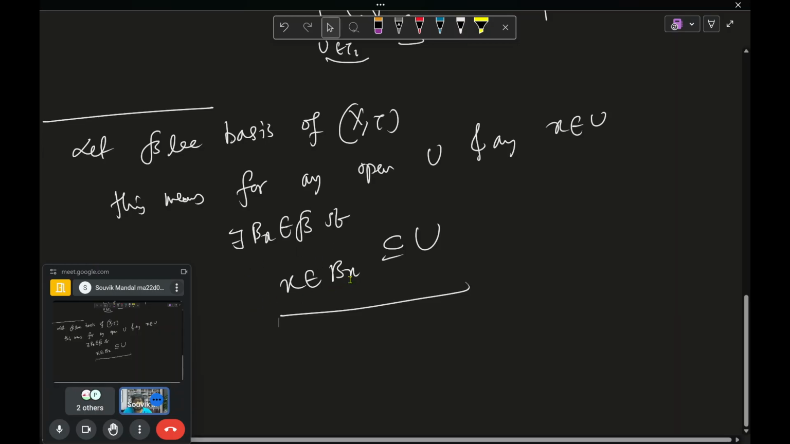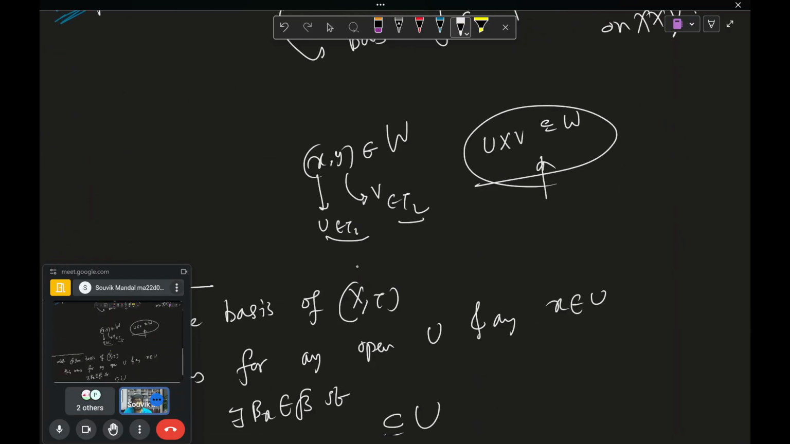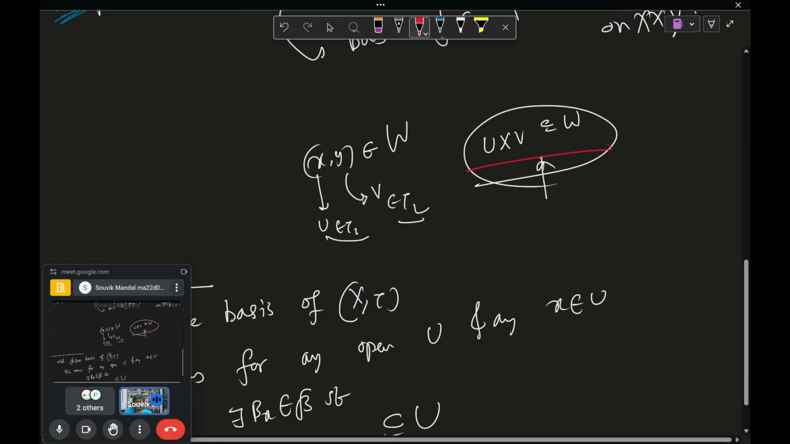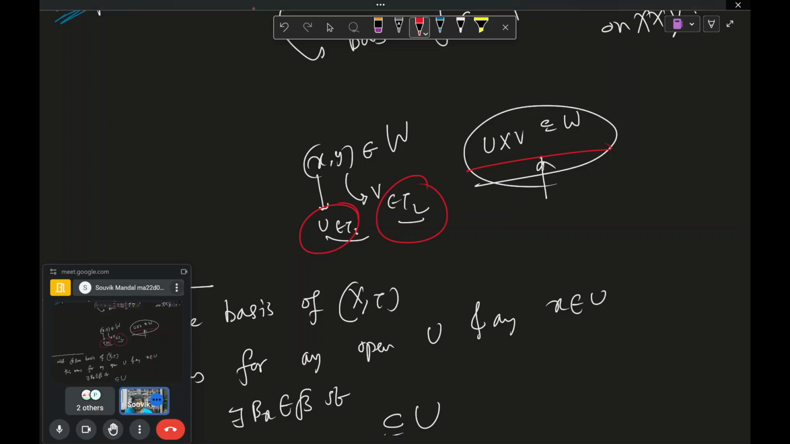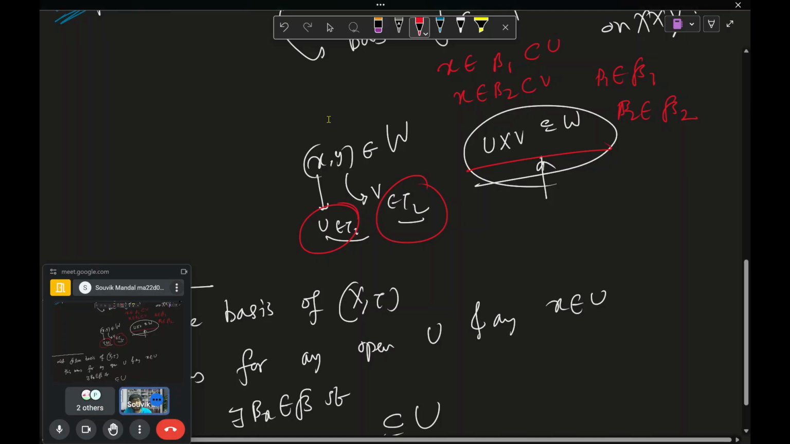Okay. So what we have said in this portion: here U belongs to tau one and V belongs to tau two, and x belongs to U, and y belongs to V. Since beta one and beta two are bases, this means x belongs to beta one subset of U, and y belongs to beta two subset of V, where beta one is a basis element of X and beta two is a basis element of Y, right? You understand?